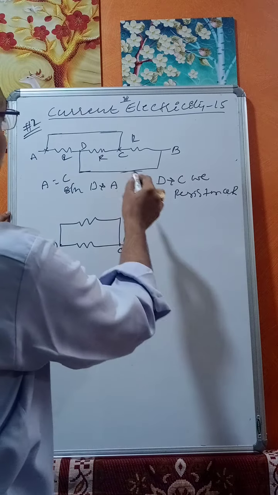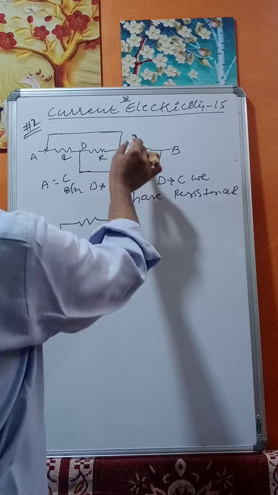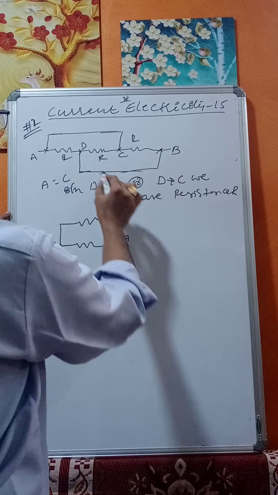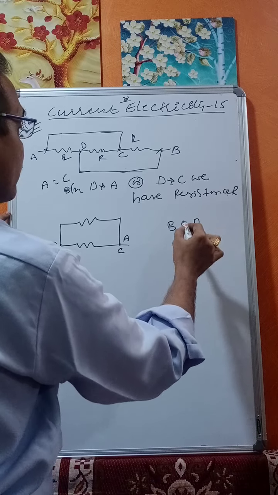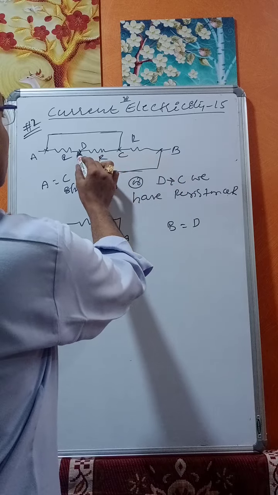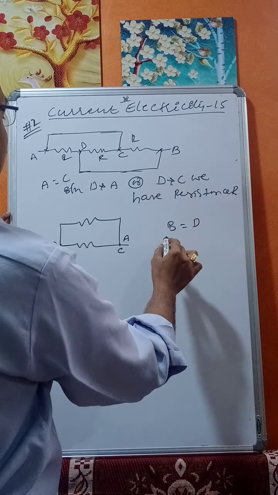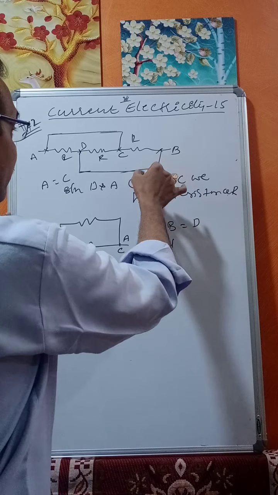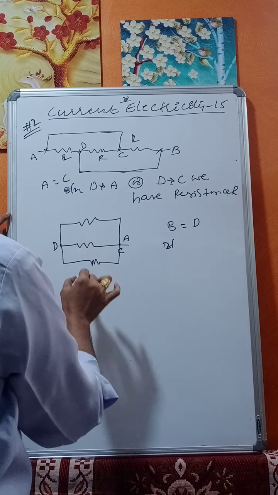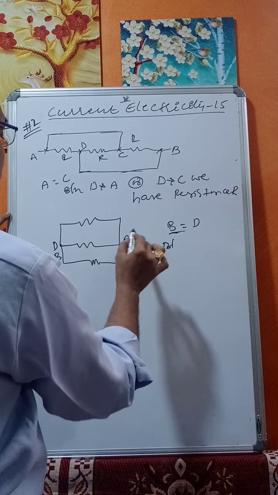Now see, because D, A and C are joined by a wire, similarly B and D are joined by a wire. Therefore, B is equal to D, same point. Therefore, D is equal to C. We can similarly reduce this, bring this B to this side. B is equal to D, and A is equal to C.